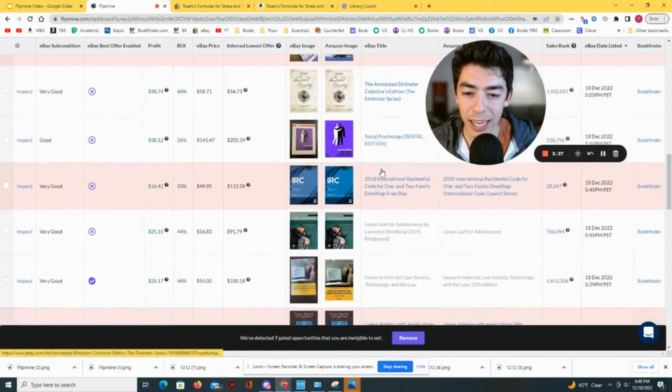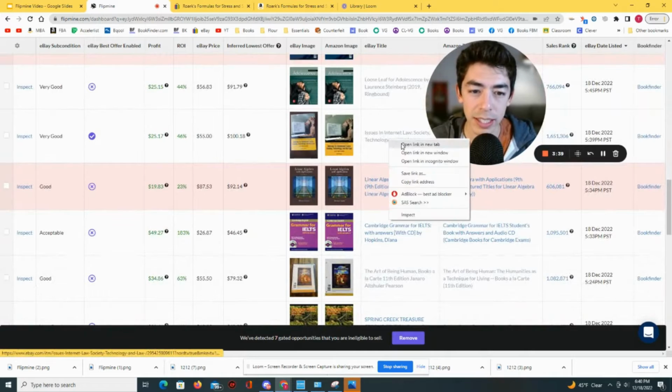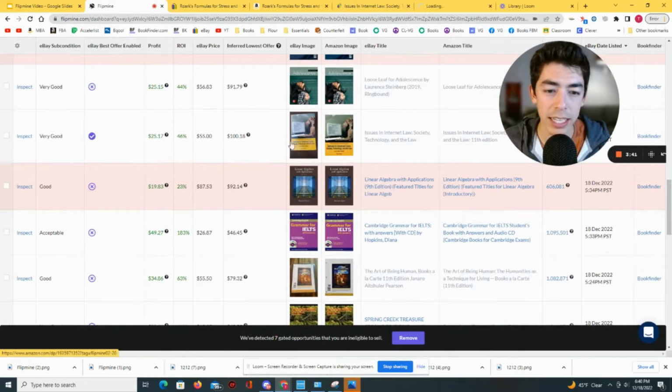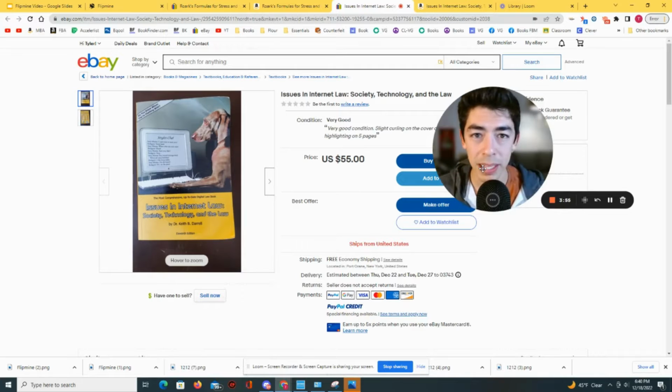I went ahead and scrolled down a little bit further and I found another listing, this Issues in Internet Law and Society. It looks like the eBay price is $55 and the lowest inferred offer on Amazon is $100, and there is an eBay best offer enabled. We just have to do some basic analysis. Is this book actually undervalued? Can we buy it on eBay and flip it on Amazon?